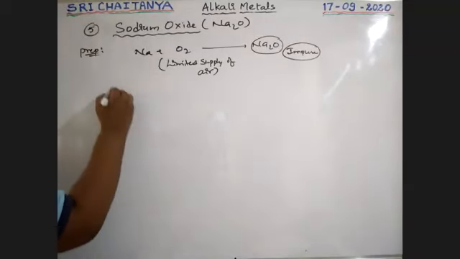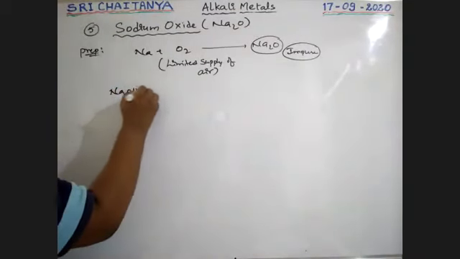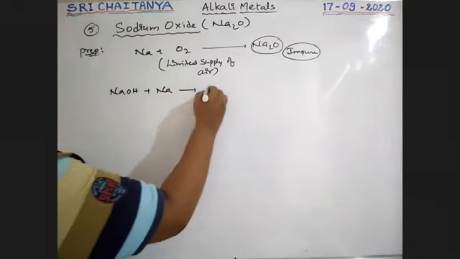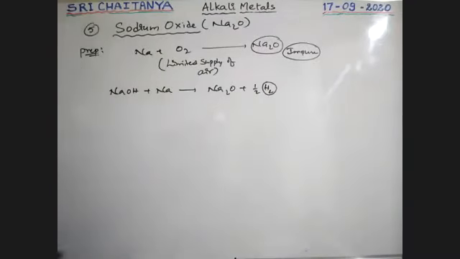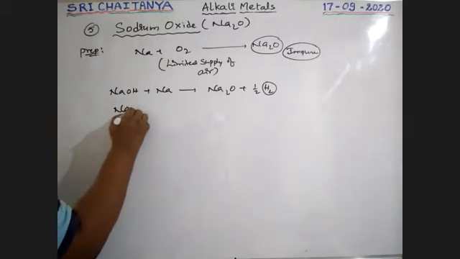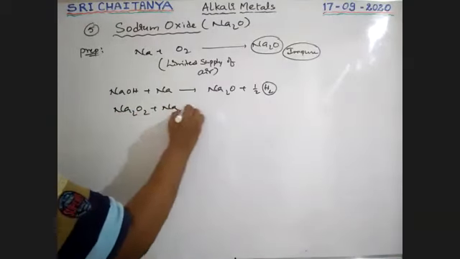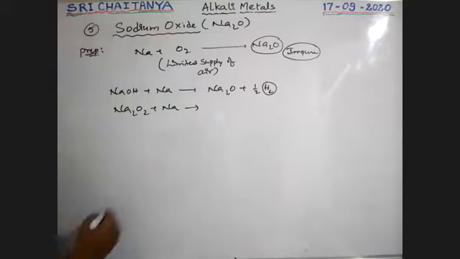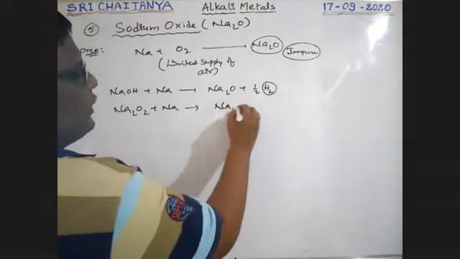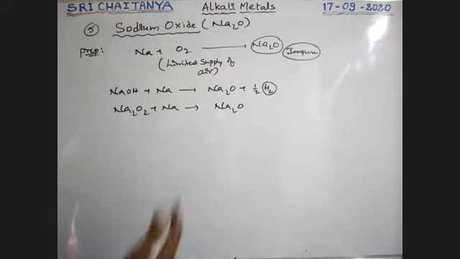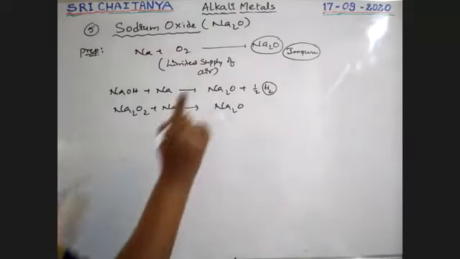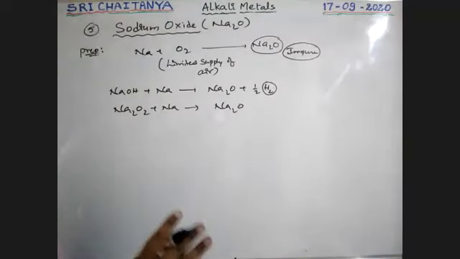Next, when NaOH reacts with sodium metal, that gives Na2O plus hydrogen gas released. Next, when sodium peroxide reacts with sodium metal, that gives Na2O as the final product. Balance it, boys. I am not writing balanced equations. Please balance yourself. Both reactants and products are noted, but the equation is unbalanced.